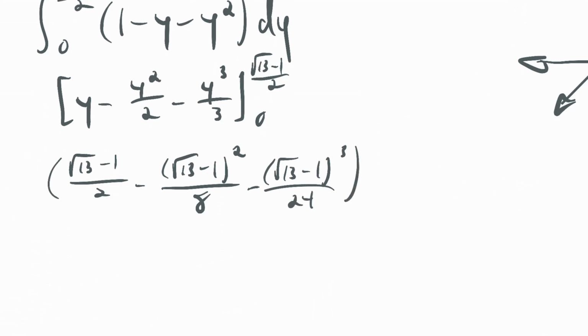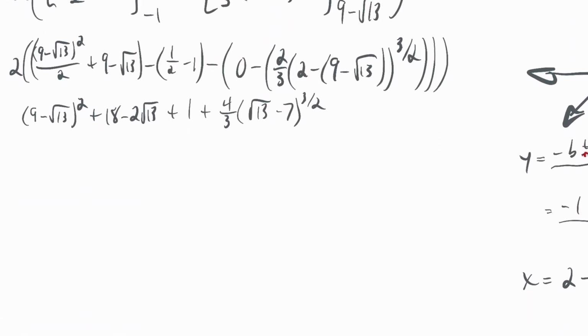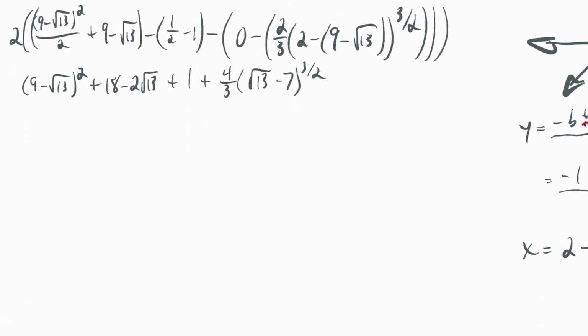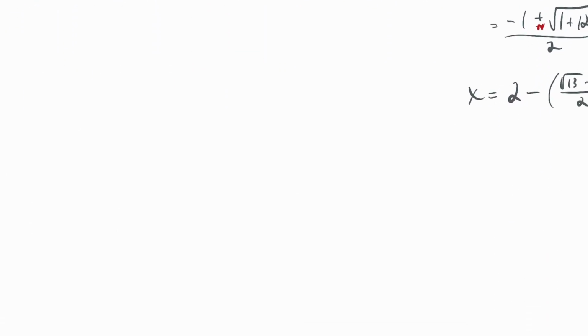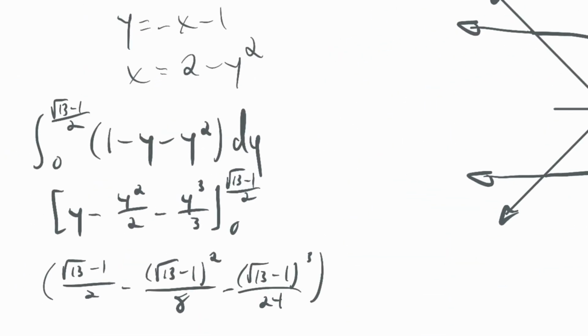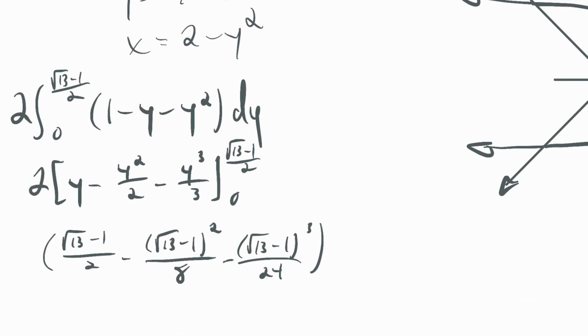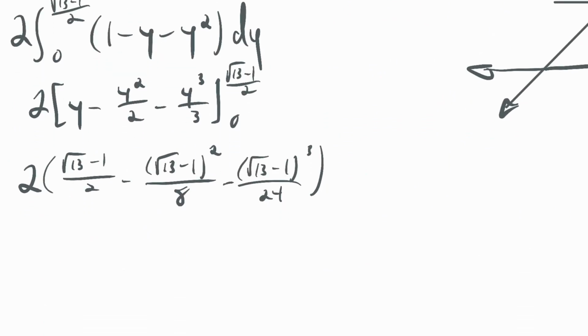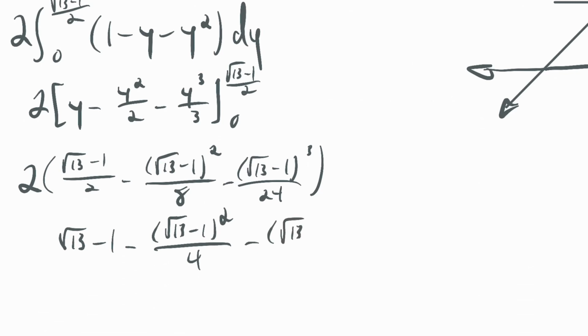There we go. Now this is pretty messy, and I'm not necessarily going to bother working out any simplification. I didn't have any minuses to distribute. Oh, did I not double anything? Oh, I forgot to double it, didn't I? Okay. Well, that's easy enough. So root 13 minus 1, minus root 13 minus 1 squared over 4, minus root 13 minus 1 cubed over 12.